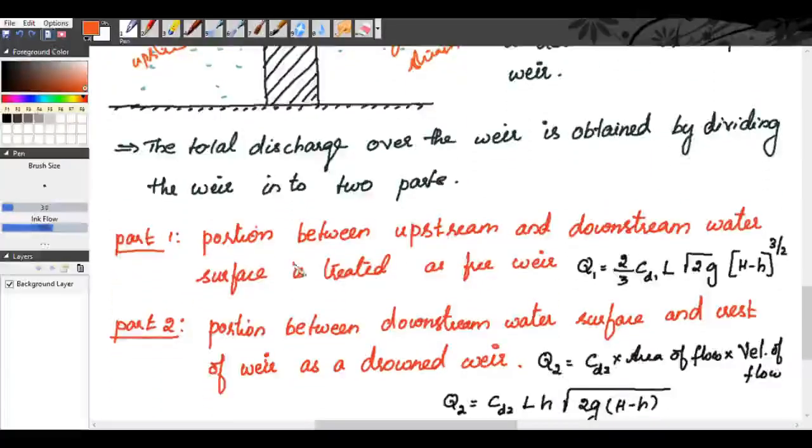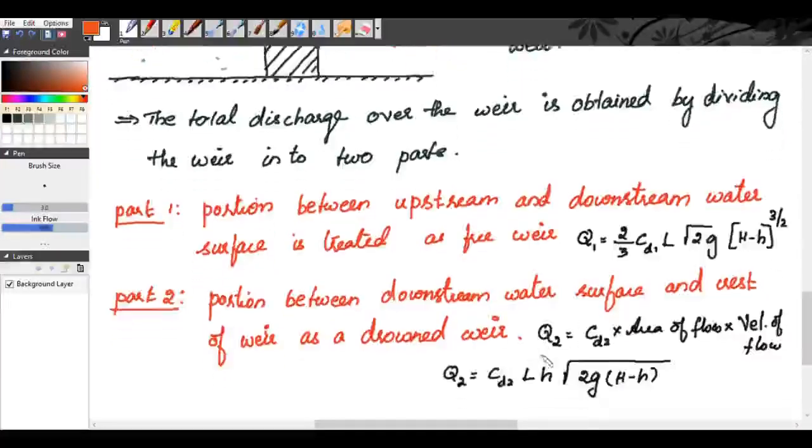So for the first part, the discharge is 2 by 3 CD, similar to that of rectangular weirs, but H is replaced by capital H minus small h. So Q1 is equal to 2 by 3 CD1. Because it is two parts, we are taking the coefficients of discharge as CD1 and CD2: CD1 L root of 2G into (H minus h) the whole raised to 3 by 2.